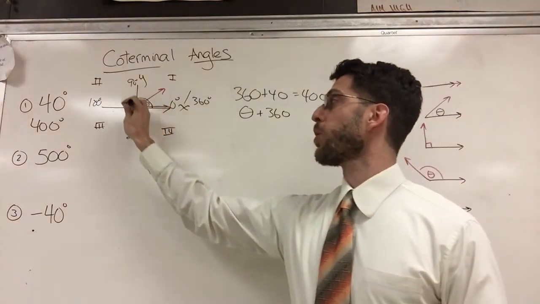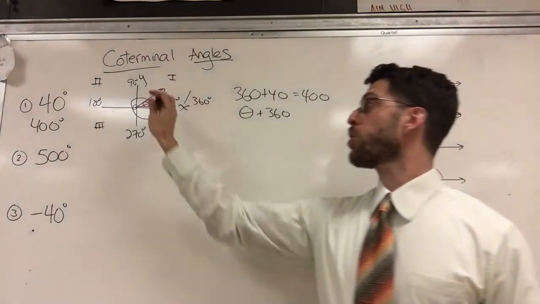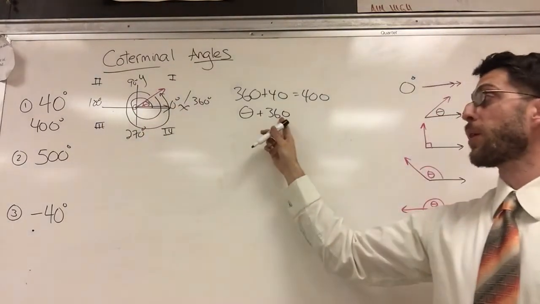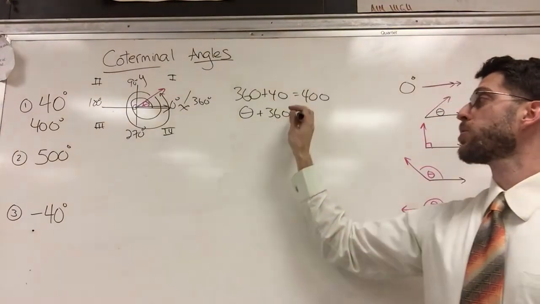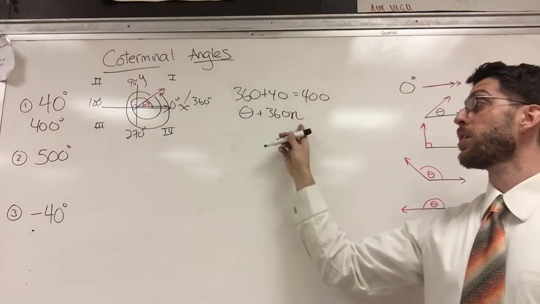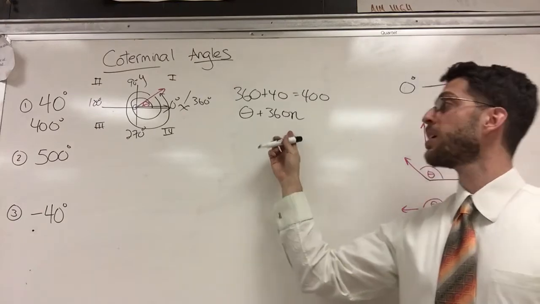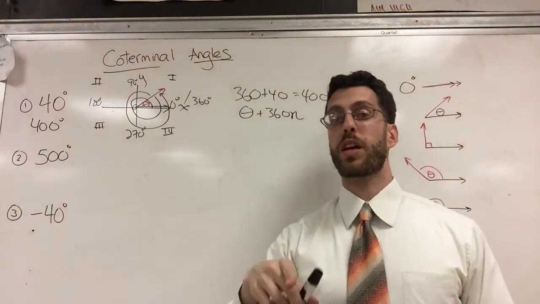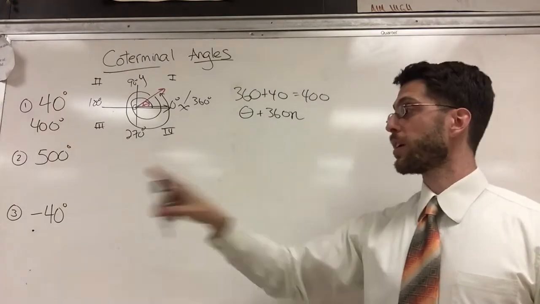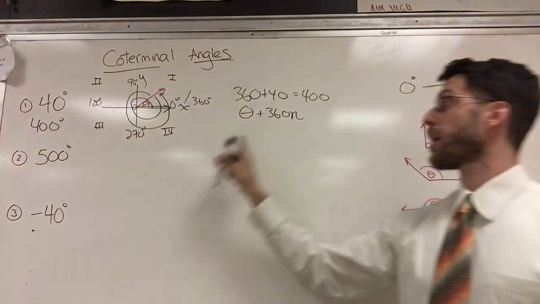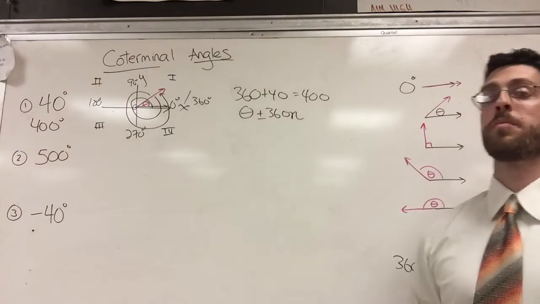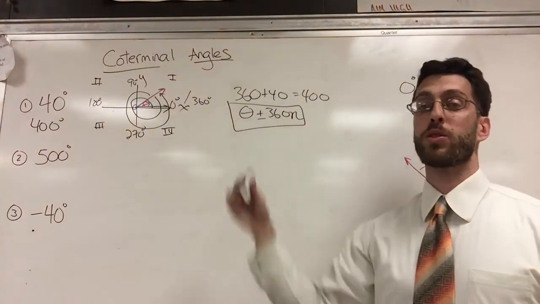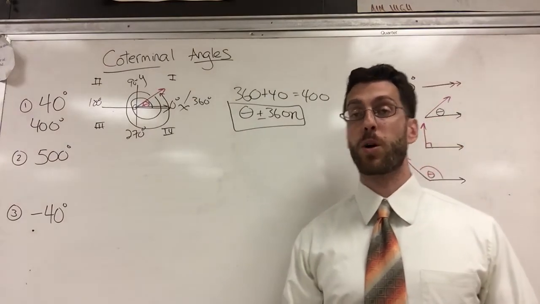You can spin it around once like that. You could spin it around again and it would still look exactly the same. And then I would just be adding another 360. So you can add 360 as many times as you want. You can add it n times. Technically, you can also go the opposite direction. If I went for a negative angle, I could also subtract 360. All right? So here's my formula for finding a coterminal angle. Just add or subtract 360 as many times as you want.